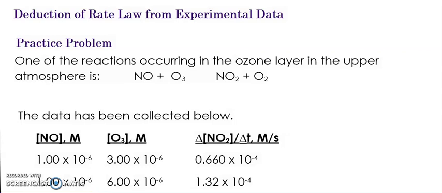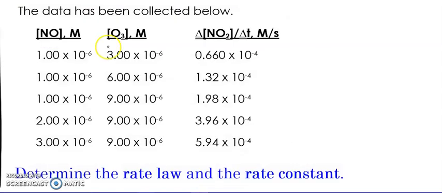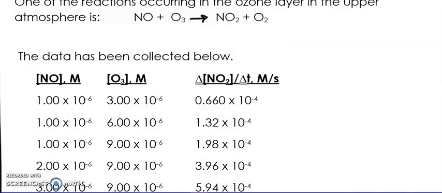In this practice problem, it says one of the reactions occurring in the ozone layer in the upper atmosphere is NO plus O3 yields NO2 plus O2. All right, so then we've got data. We've got our concentration for our NO reactant. We've got a concentration for our O3 reactant. And then we've got this change in concentration over time. Another way to say this would be the rate. So we've got multiple sets of data. If the concentration of NO is one thing and the O3 is something else, our rate is whatever that value is. And you can see there's a whole bunch of those.